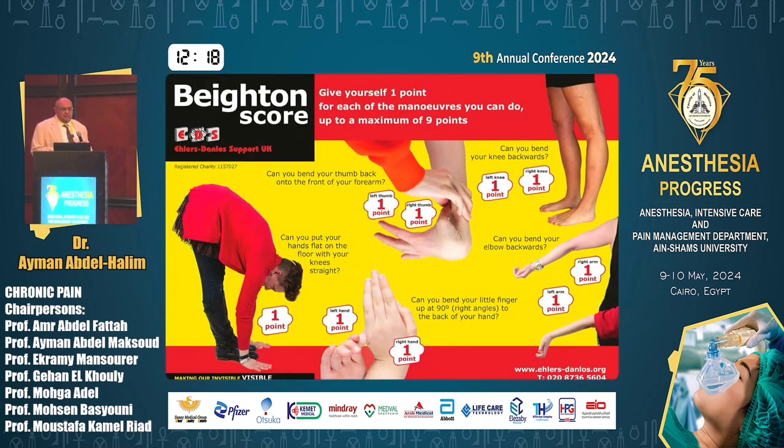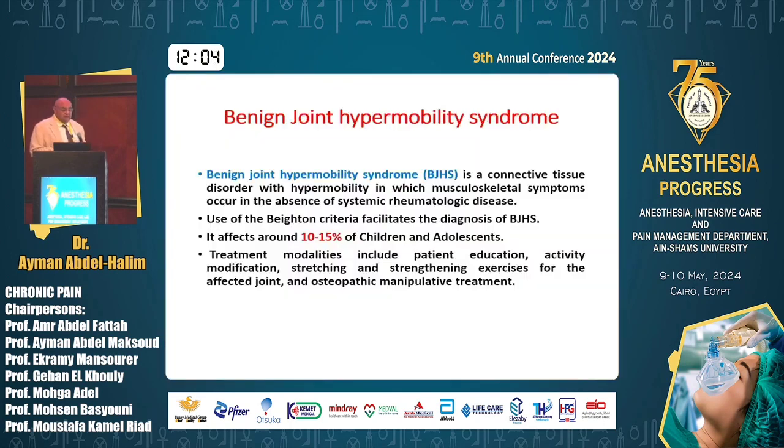Beighton score is a very important score to depict laxity in the ligaments and tendons. If you're above 5/9, you have ligamentous laxity. And the most famous one is what we call benign joint hypermobility syndrome. By the way, it's present in about 10 to 15% of children and adolescents.